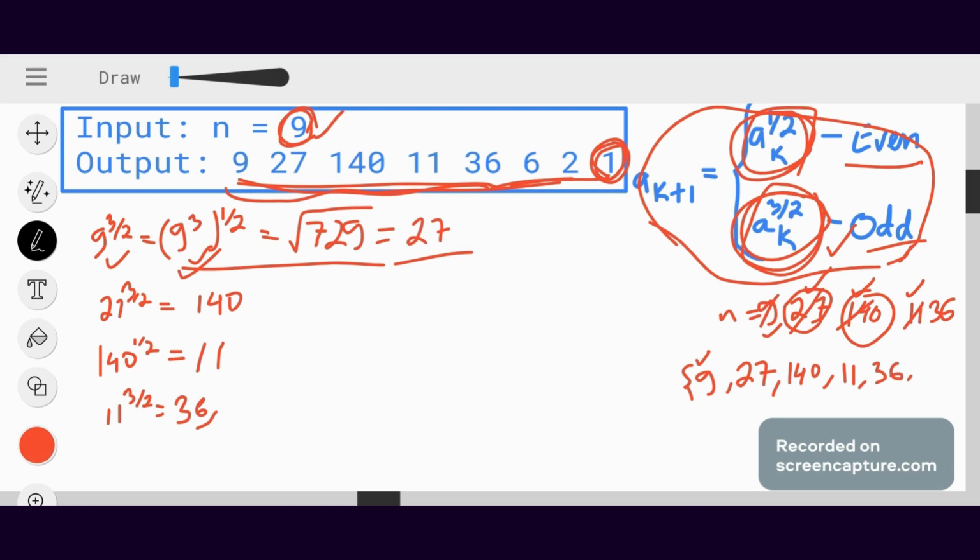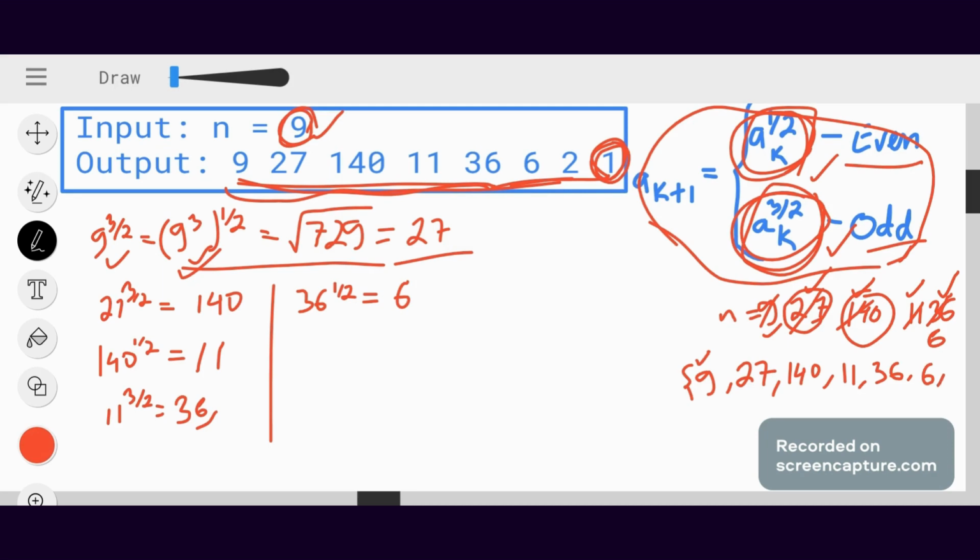Now, is my 36 equal to 1? No, it is not equal to 1. So we are having next terms. So let's find out the next term. Is my 36 odd or even? It is even. So which formula to apply? This formula. Apply. Square root of 36 is 6. Now, update your n to 6. My next term will be 6. Add this into your sequence.